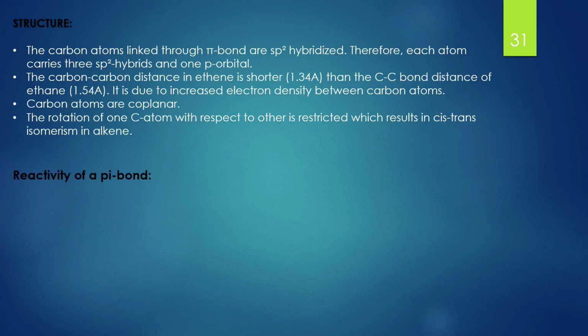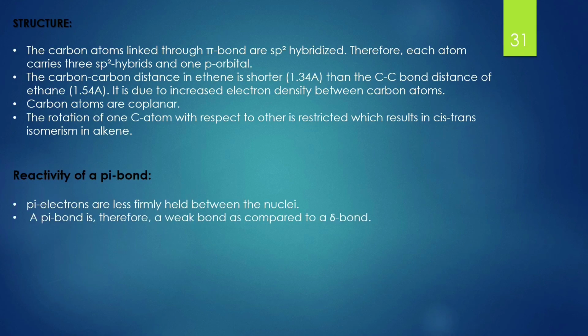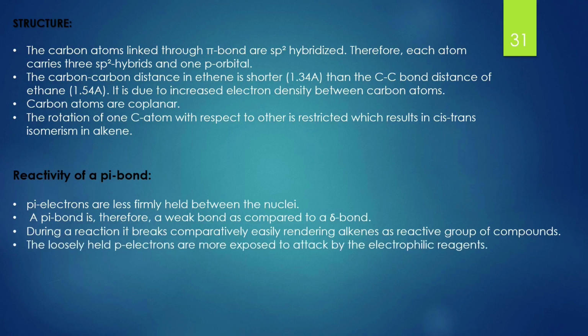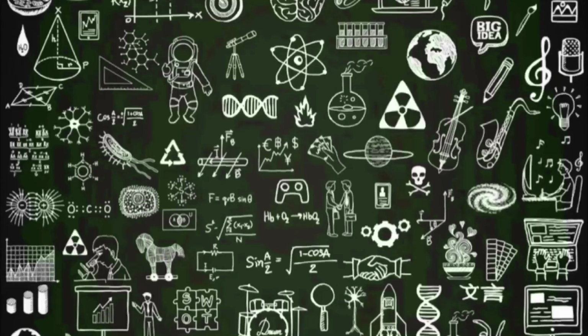Let's have a look at the reactivity of a pi bond. The pi electrons are not held firmly between the nuclei. A pi bond is therefore a weak bond as compared to a sigma bond. During a reaction, it breaks comparatively easily, rendering alkenes a reactive group of compounds. The loosely held pi electrons are more exposed to attack by electrophilic reagents. Alkenes therefore undergo electrophilic reactions very easily.